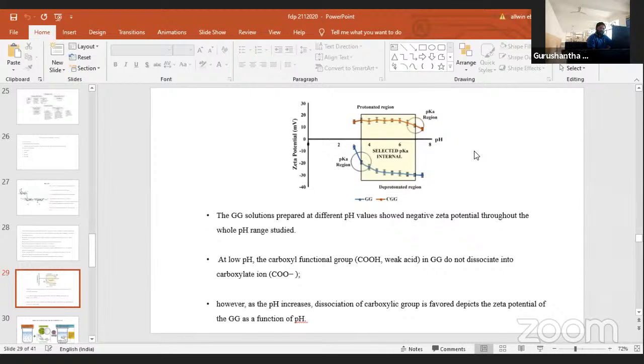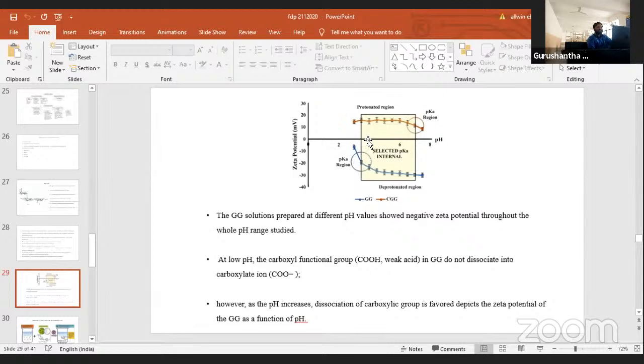Why does it happen in this pH range? The guar gum mainly consists of carboxyl groups as well as hydroxyl groups. At a lower pH, the hydroxyl as well as the carboxyl groups will be protonated on the surface of this guar gum. But when you increase the pH, the hydrogen ions start to be removed after pH 3.2 and expose the negative surface charge. That's why after pH 3.5, you can observe a negative surface charge in the pure guar gum in the pH range from 3 to 7.